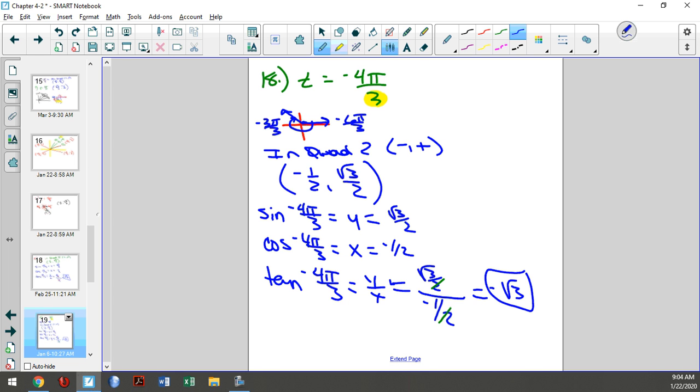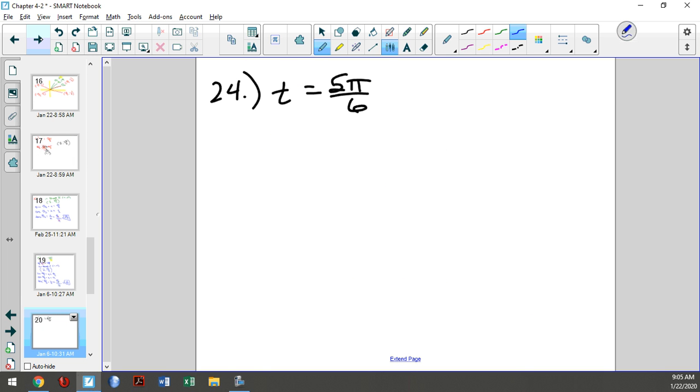Do we understand how to do that section of the homework? We good? Okay, the next section is 23 through 26, and it says evaluate, if possible, the 6 trigonometric functions. So you have to find sine, cosine, tangent, cotangent, cosecant, and secant. Yes? Okay, same exact thing.